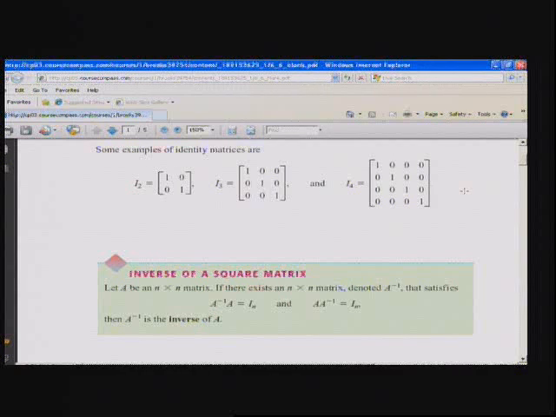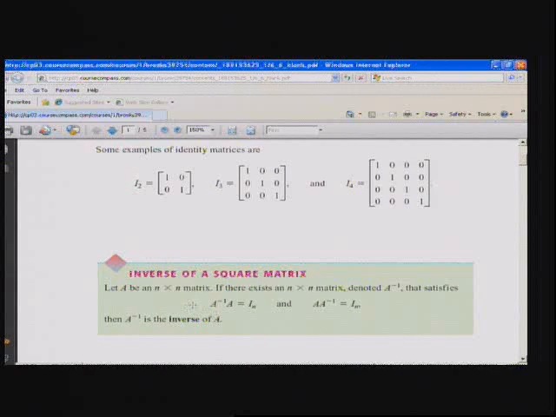So if A is an n by n matrix, and there exists an n by n matrix denoted A inverse that satisfies, if you multiply A inverse times A you get the identity matrix of that same dimension, and if you multiply A times A inverse you get the identity matrix, then we say that A inverse, A to the negative 1, is the inverse of A.